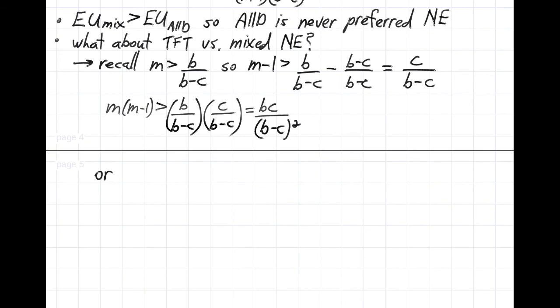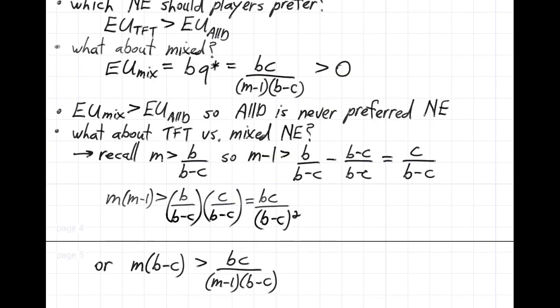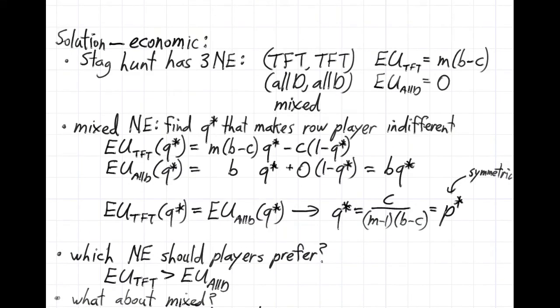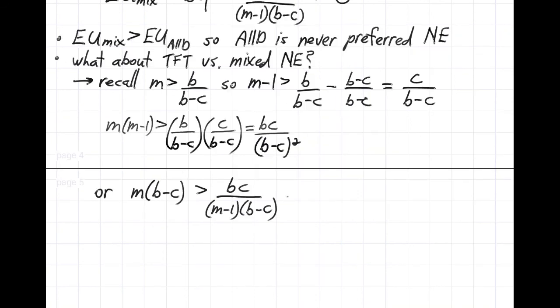We can multiply both sides by b minus c and divide both by m minus 1, and we will see that it's m times b minus c is bigger than bc over m minus 1 b minus c. What's the big deal with that? Well, the expected utility of the mixed Nash equilibrium is this, which is everything on the right-hand side of the inequality, and the expected utility of the tit-for-tat Nash equilibrium is everything on the left-hand side. So what we've really just discovered is that the expected utility of the tit-for-tat Nash equilibrium is more than the expected utility of the mixed Nash equilibrium.